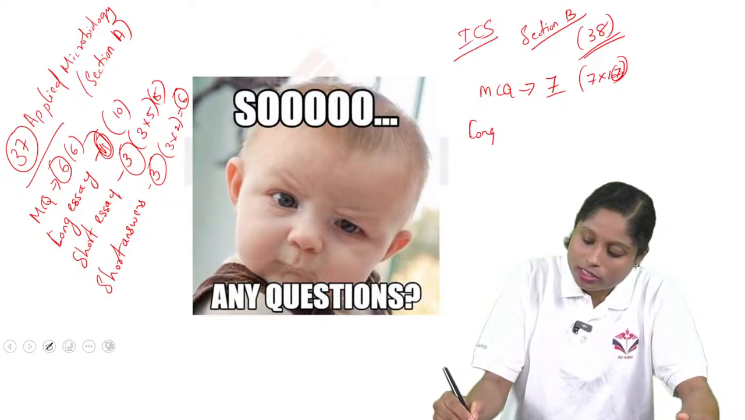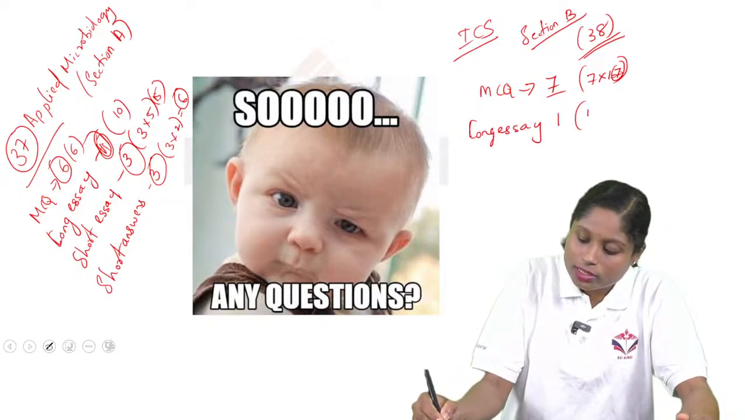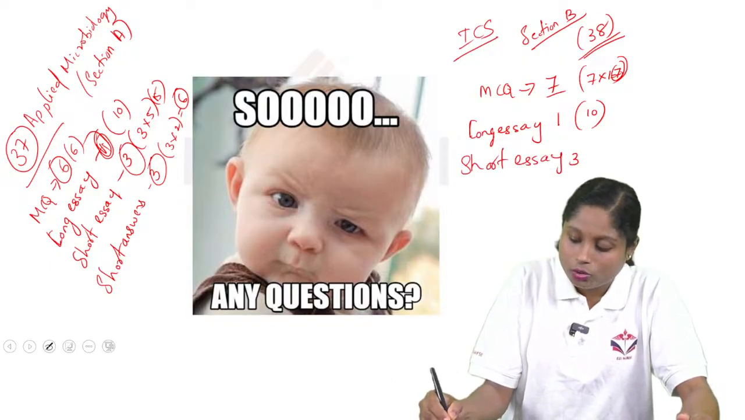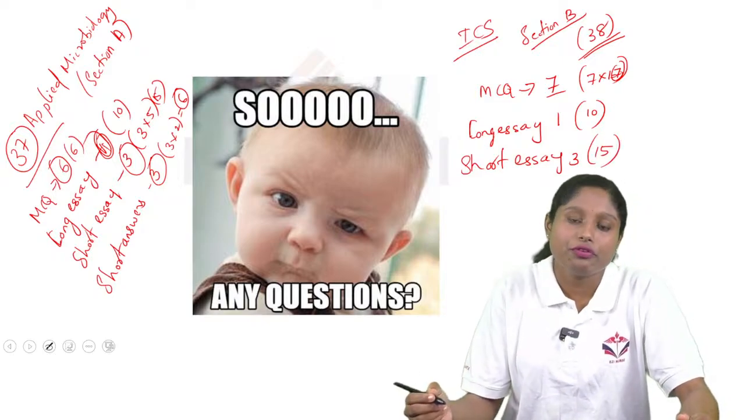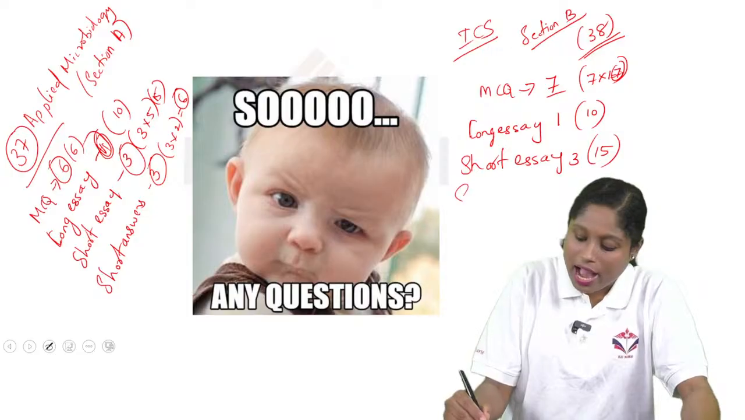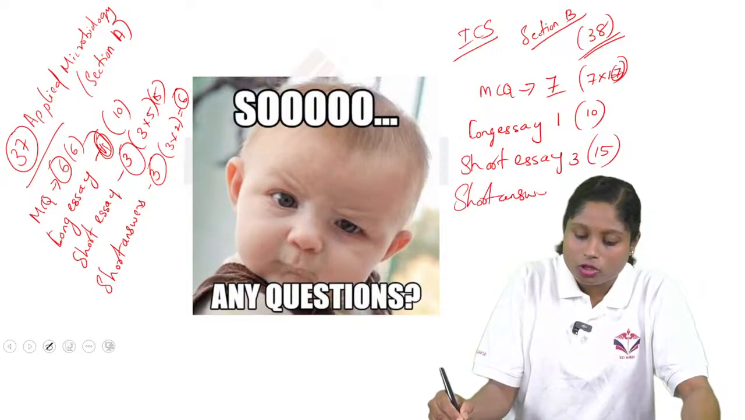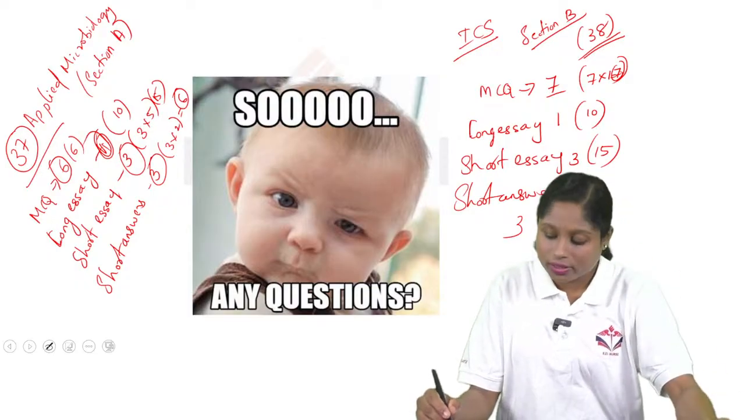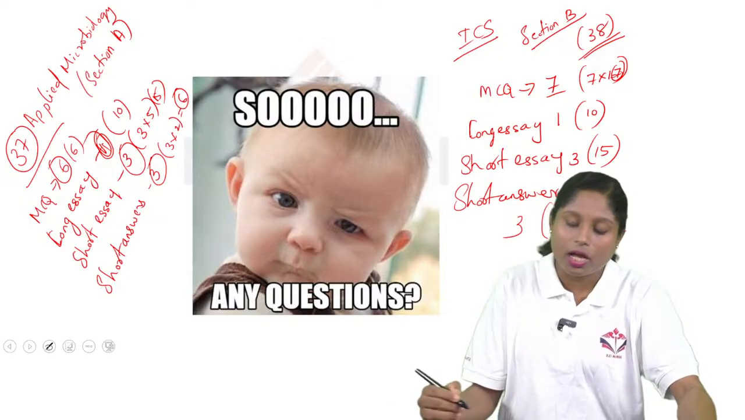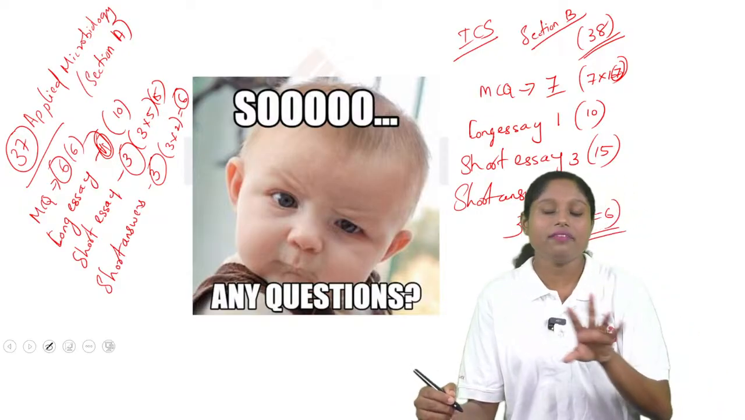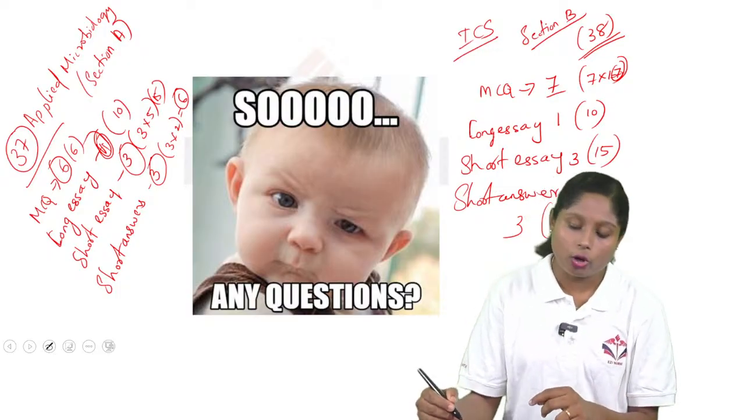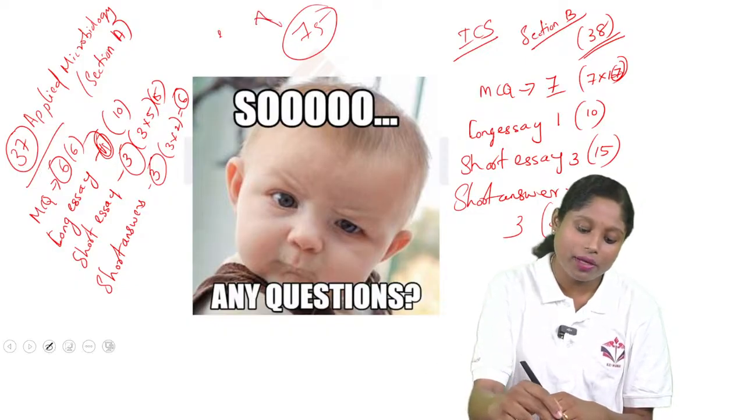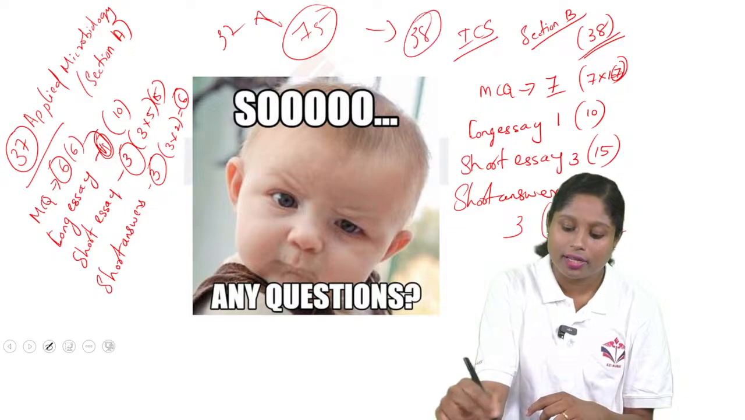Also essay. Long essay will be 1, and that carries 10 marks. Short essay will be 3. So 3 into 5, 15 marks you will get from the short essay questions, and very short answer questions. Short answers also 3 will be there, carrying 2 marks each. So it will be 6 marks you will get from the short answers. So this is the pattern of question division and marking in the case of applied microbiology and infection control. Total 75 marks: section A will be 37 and section B will be 38.